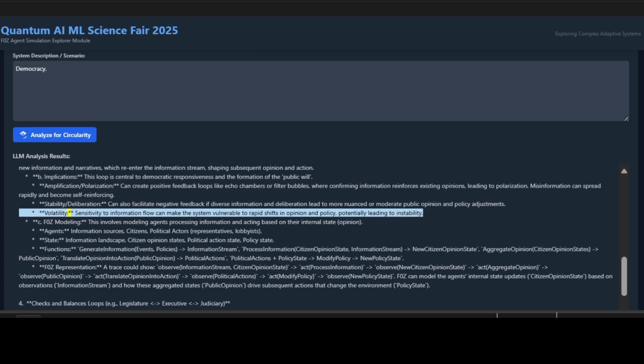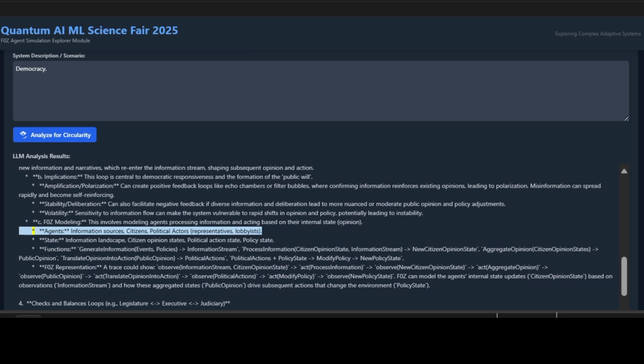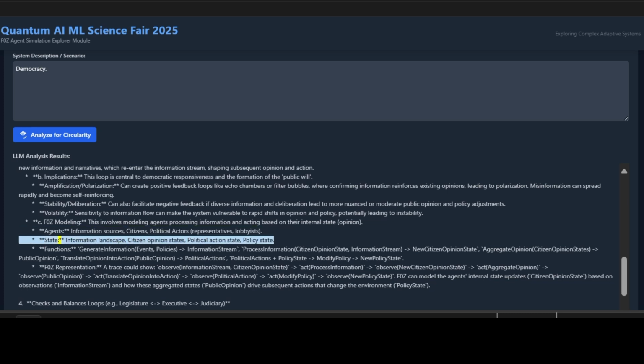Volatility: sensitivity to information flow can make the system vulnerable to rapid shifts in opinion and policy, potentially leading to instability. C. F0Z modeling: this involves modeling agents processing information and acting based on their internal state, opinion. Agents: information sources, citizens, political actors, representatives, lobbyists. State: information landscape, citizen opinion states, political action state, policy state.